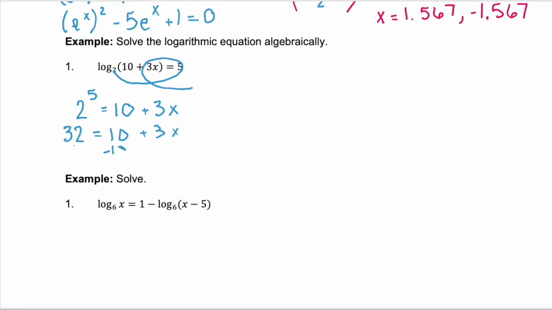We want to isolate x, so let's subtract 10 from both sides, and we're going to get 22 equals 3x. Divide by 3, and we get x equals 22 thirds.